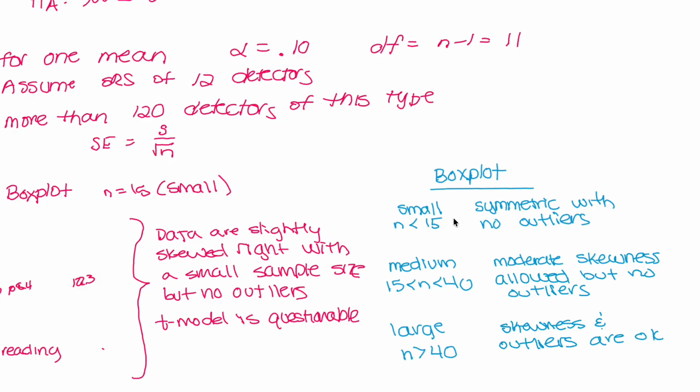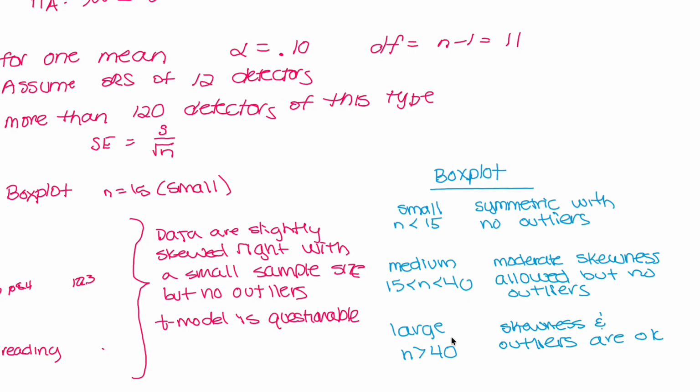Another scenario is when the sample size is medium, between 15 and 40, and the box plot we created has moderate skewness, which means it has some skewness you can tell by eye, but it's not so much different, so it's allowed in this case, with no outliers. In this scenario, we can also use a t-model with no question.